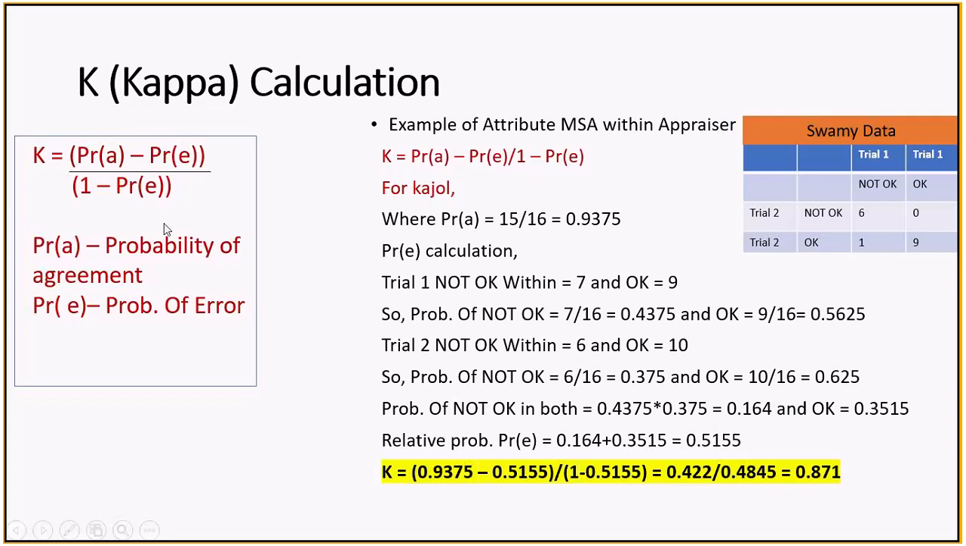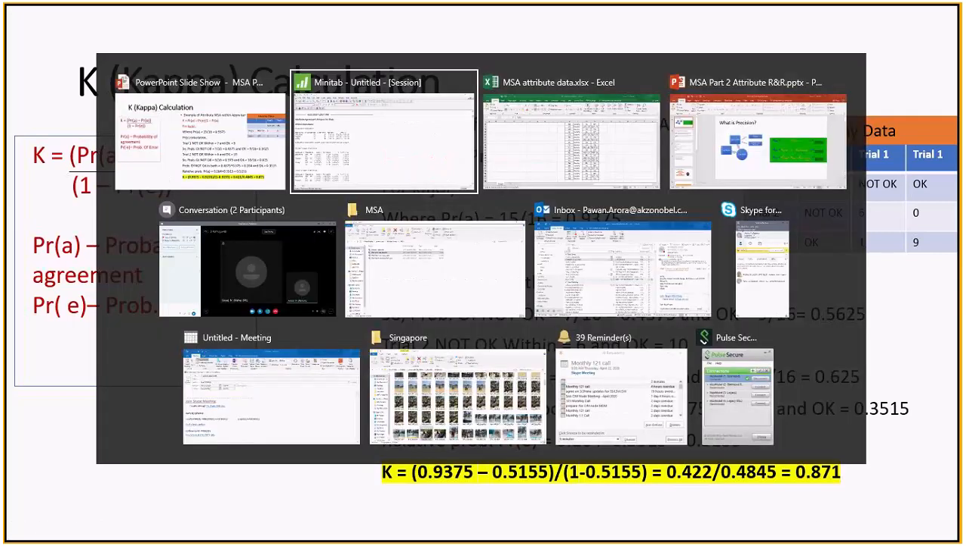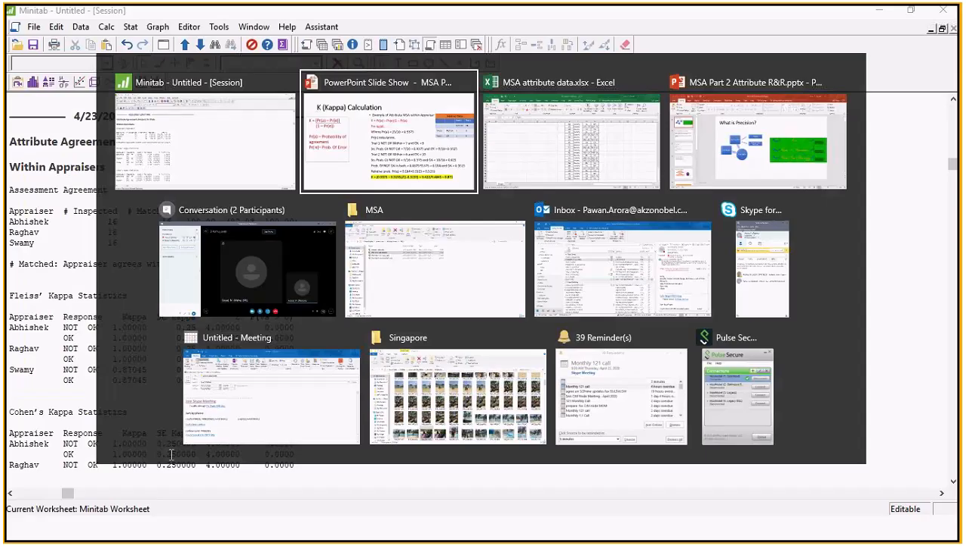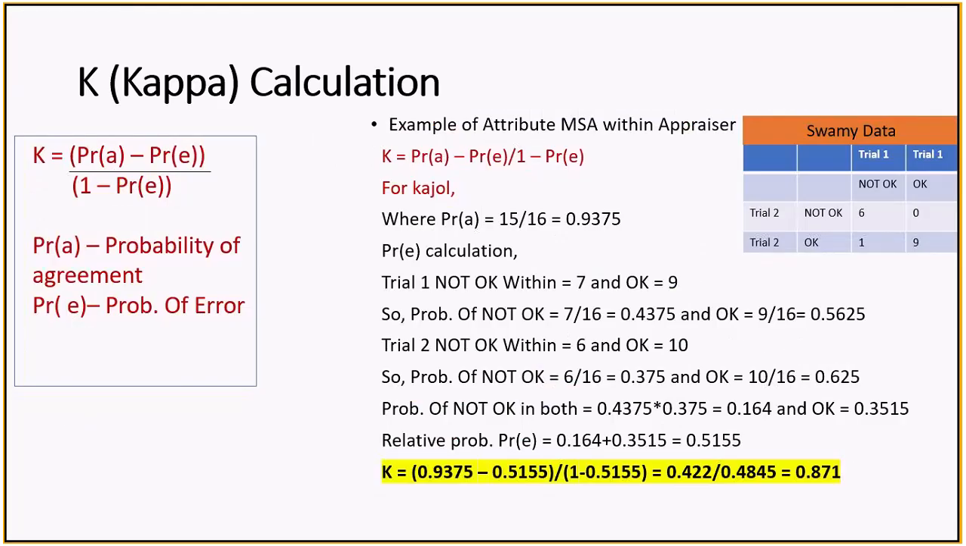So now the kappa formula: the probability of agreement, which is this 0.9375, minus the probability of error, which is 0.5155, divided by 1 minus the probability of error, 0.5155. If you calculate, you will get this 0.871, or in a direct way 0.8705, which you can see in Minitab here. Okay, right. So I hope you understood how to calculate the kappa value for this.